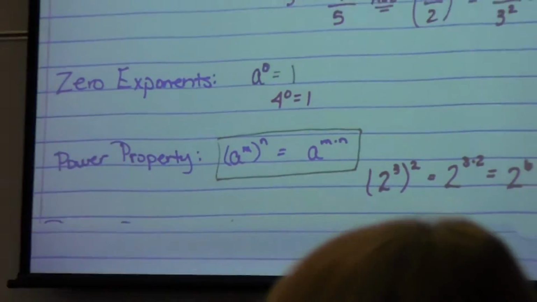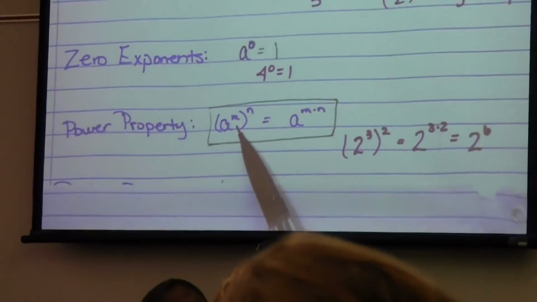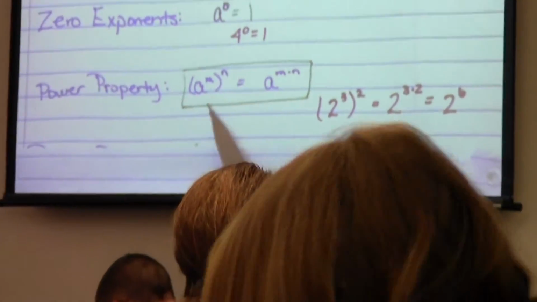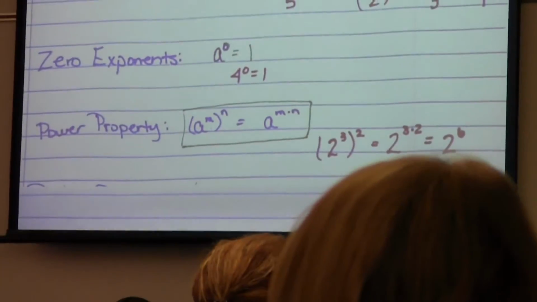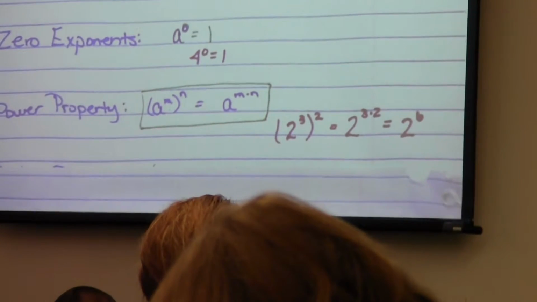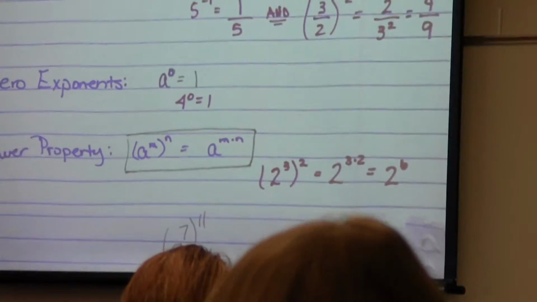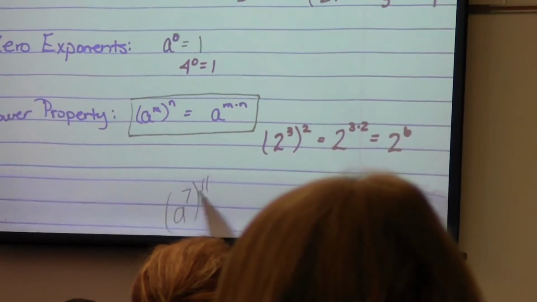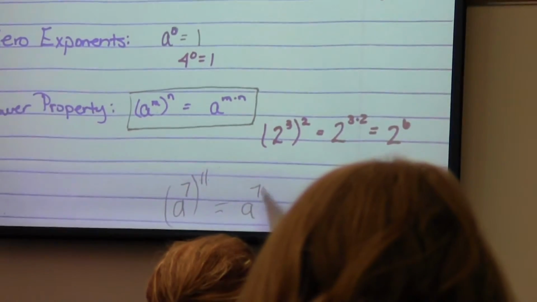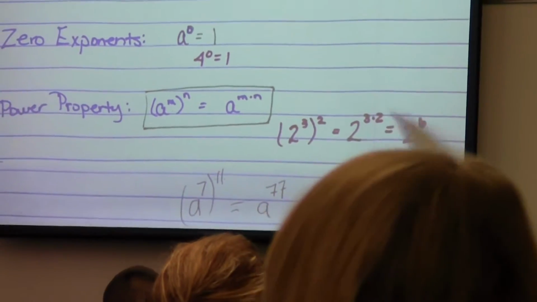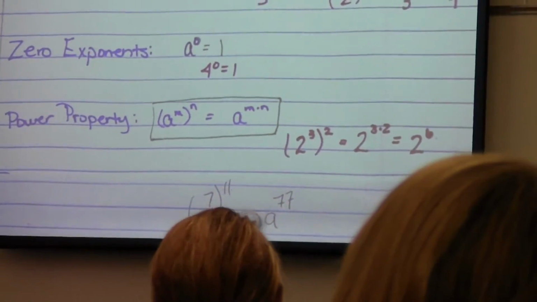And then this is the one that we had in our ACT prep question the other day. If you have something raised to a power, raised to a power. I think you had, let me see if I can find it. It was a to the 7, with 11 on the outside. Those are the two powers. Remember that was a to the 7th to the 11th? All we have to do is multiply these exponents. So when we're raising a power to a power, we multiply the exponents. And that would have been a to the 77th. 2 to the 3rd squared is 2 to the 3 times 2, or 2 to the 6.